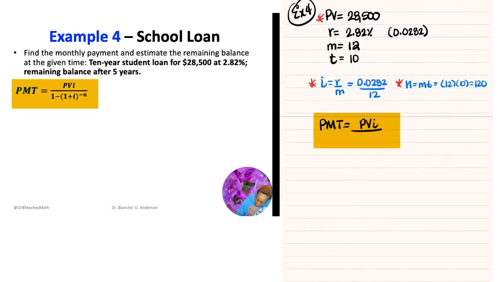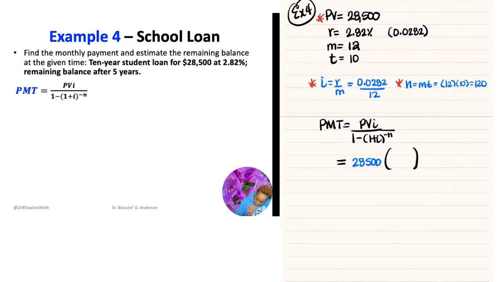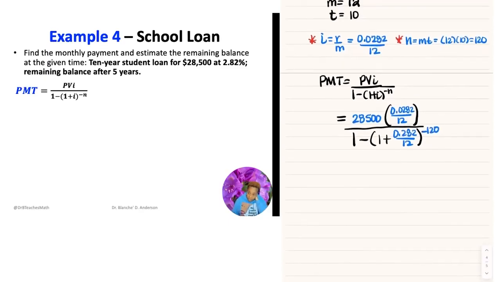PV times I over 1 minus 1 plus I to the negative N, right? So 28,500 times 0.0282 divided by 12, divided by 1 minus 1 plus the same thing, 0.0282 divided by 12, to the negative N. So far, so good. Okay, so we have all of our pieces in there.